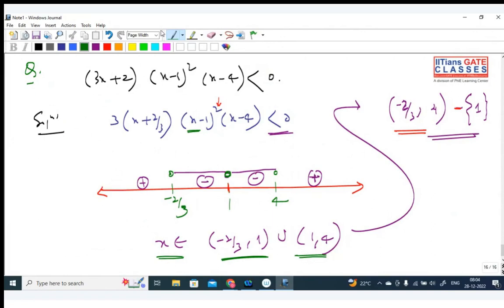Now we will take the rational inequalities. Let me take some other kind of concepts, which are rational inequalities. Let's see how we are going to tackle them. The topic name is, write down, rational inequalities.